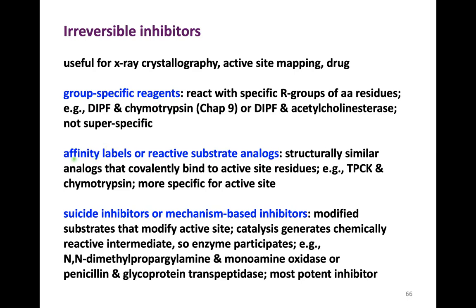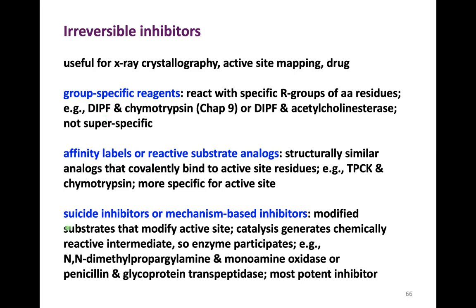We can have increasing specificity with an inhibitor that is a structurally similar analog to the substrate. So it binds to the active site residues, making those contacts, okay? So it's much more specific for the active site, and this is what we refer to as an affinity label or reactive substrate analog. So we're increasing the specificity as compared to the group specific reagents, like all serines reacting.